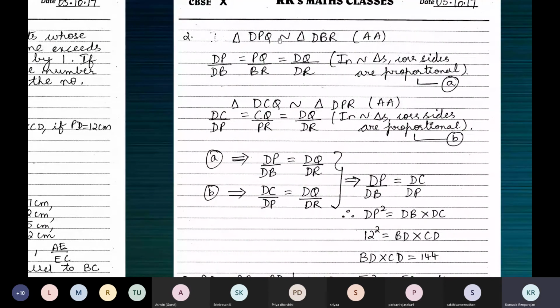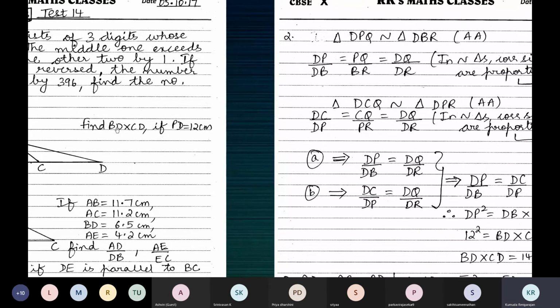DP by DB is equal to PQ by BR is equal to DQ by DR. Again, these two triangles are similar. So DC by DP, CQ by PR, DQ by DR. DQ by DR is common, so we should write that in both. And then since you need to find BD into CD, we'll take this ratio which has BD, and this ratio which has CD.